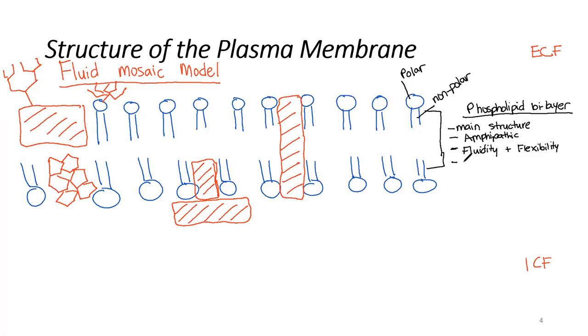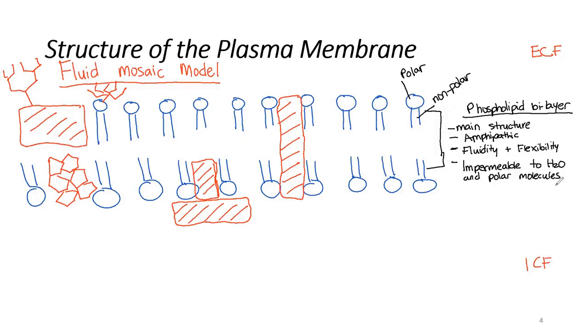So it's impermeable to water and other polar molecules. Impermeable to water and polar molecules. Okay, so that's the first structure, the main structure of our plasma membrane.